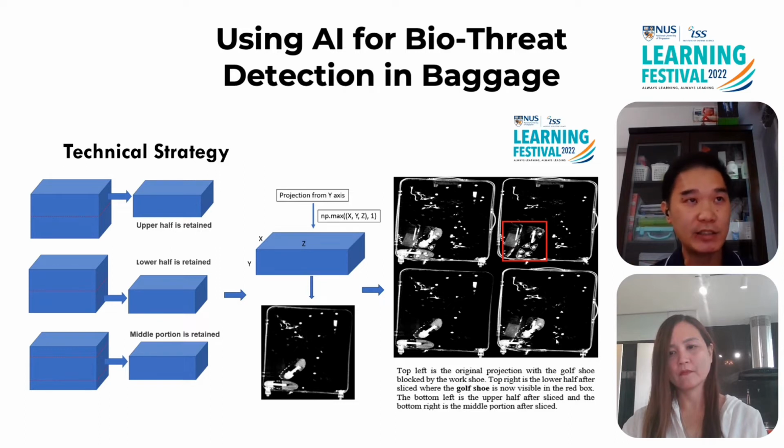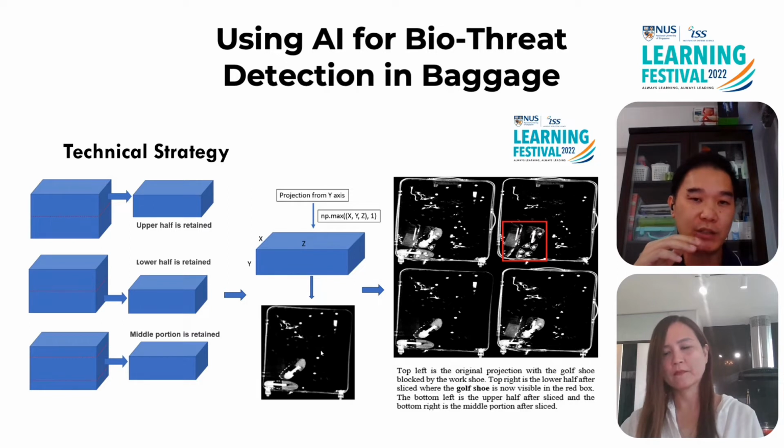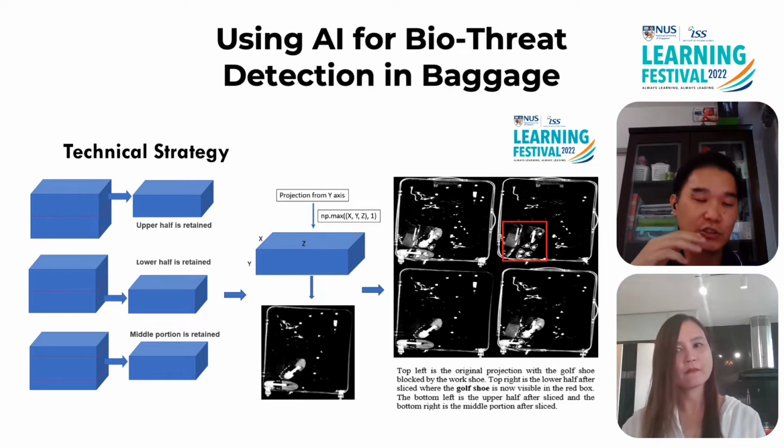So what you can see is that the original image shows two pairs of shoes stacked on top of each other. Without this multi-slice method, the bottom shoe, which is the golf shoe, will be blocked by the upper shoe. This is the occlusion that we are facing. By doing this slicing, we are able to uncover or unblock those objects that are hidden below. So that's the gist of our technique. Next slide, please.